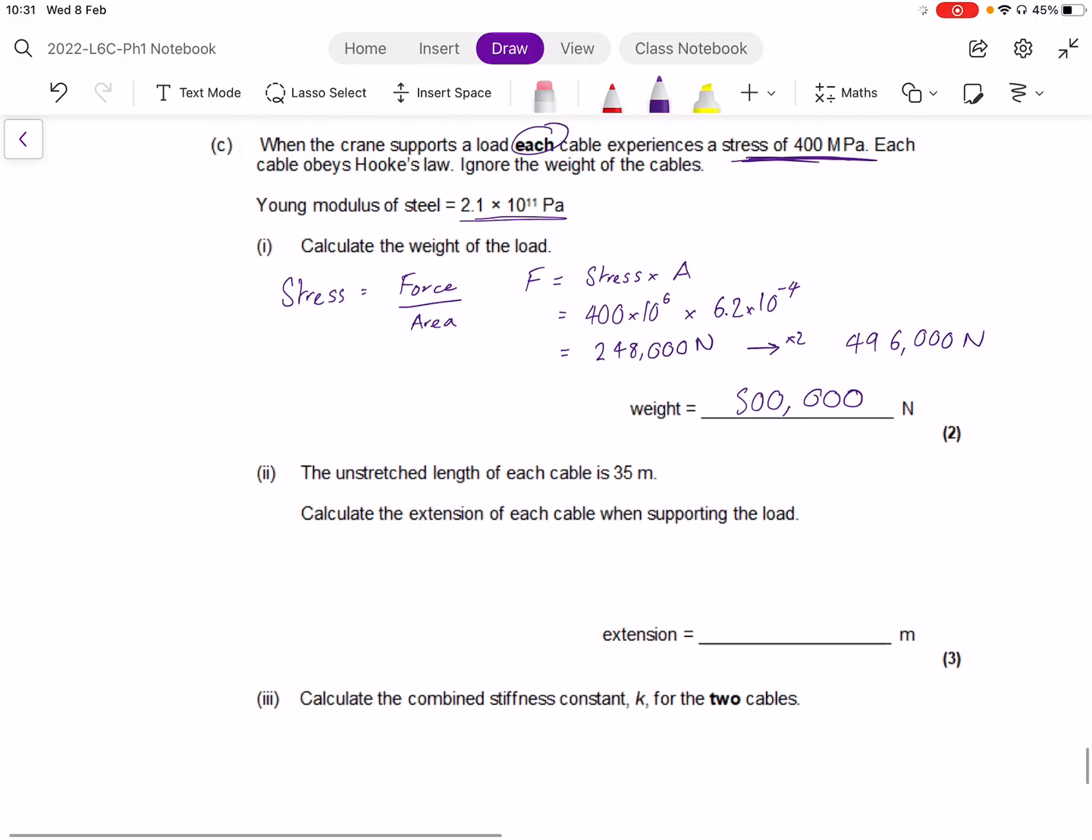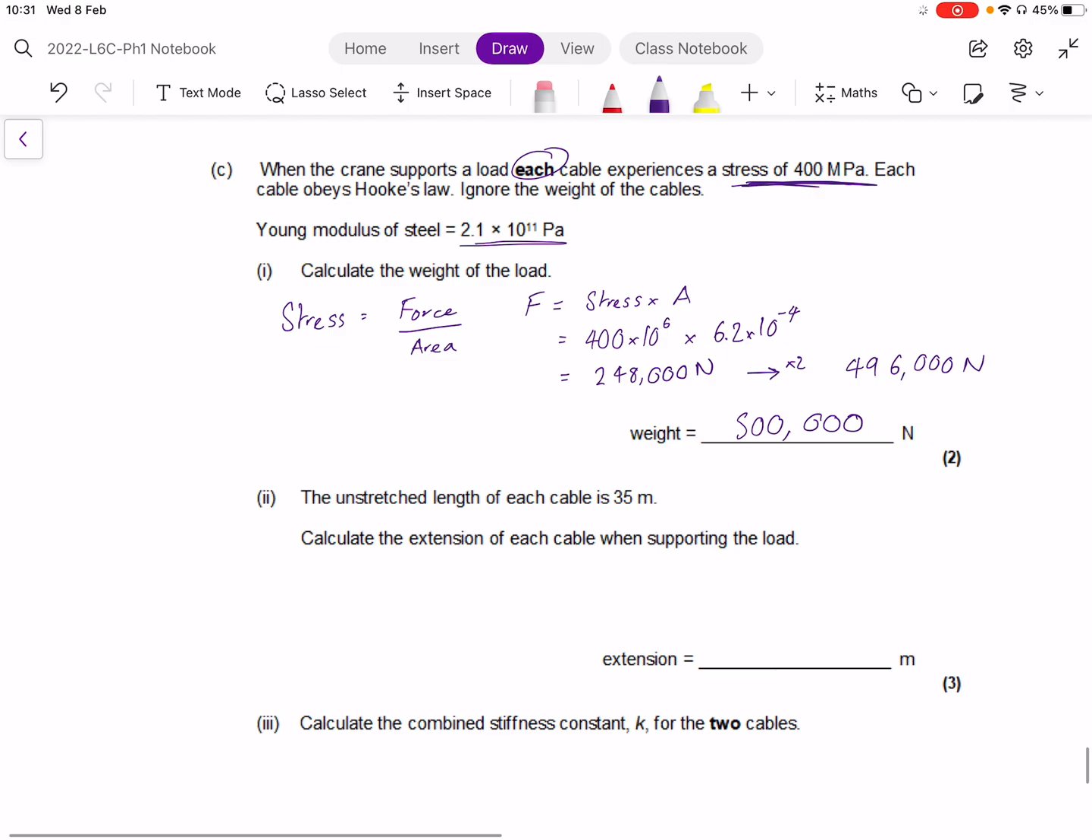Okay, the unstretched length of each cable is 35 meters. Find the extension when it's supporting the load. So there's quite a lot of information here, but I think we can probably get there. So I'm going to write out Y equals FL over EA. Apologies if you haven't seen it like this before, but it's the way I was taught it in school, and it works really, really well. Y is the Young modulus, not using the symbol capital E, which AQA uses, and E is the extension, not using delta L. I find this the easiest way to remember it. Let's see if we can rearrange for extension. So this would be FL over YA.